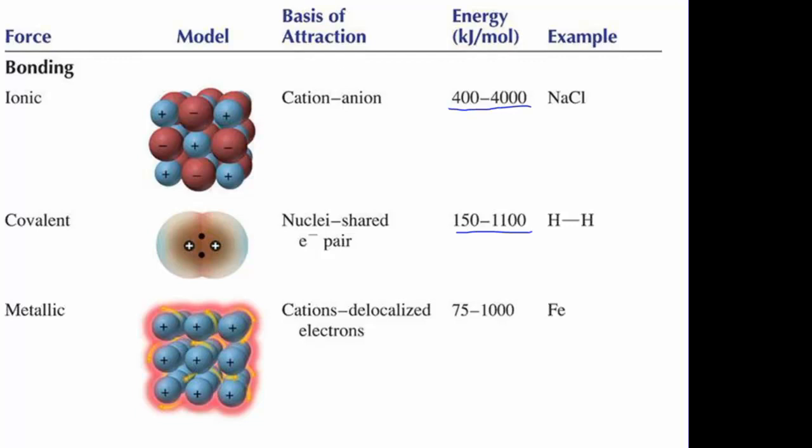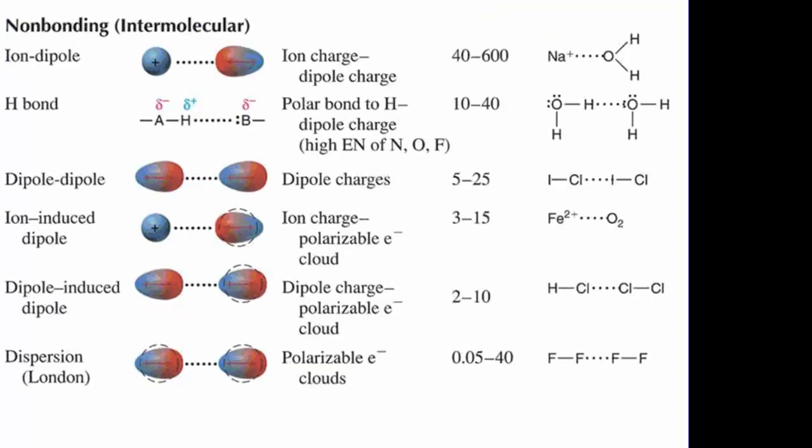Metallic bonding, which we did not go into a lot of detail with in this course, is a little bit weaker, 75 to 1,000 kilojoules per mole. So here, remember, we're dealing with anywhere from 75 to 4,000 kilojoules per mole. If we go to intermolecular forces, ion-dipole, that special case where we have an ion attracted to a polar molecule, there you get somewhat close to a bond, 40 to 600. Everything else you'll notice here is so much weaker. Hydrogen bonding, the strongest of the intermolecular forces, 10 to 40 kilojoules per mole.